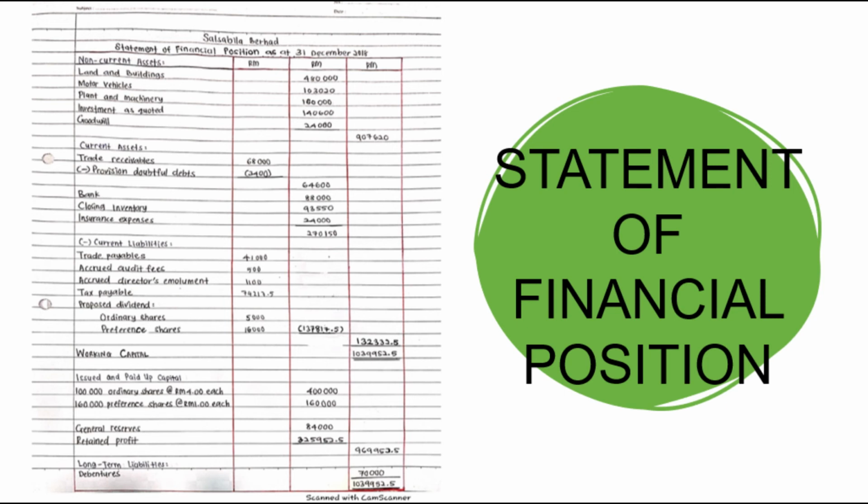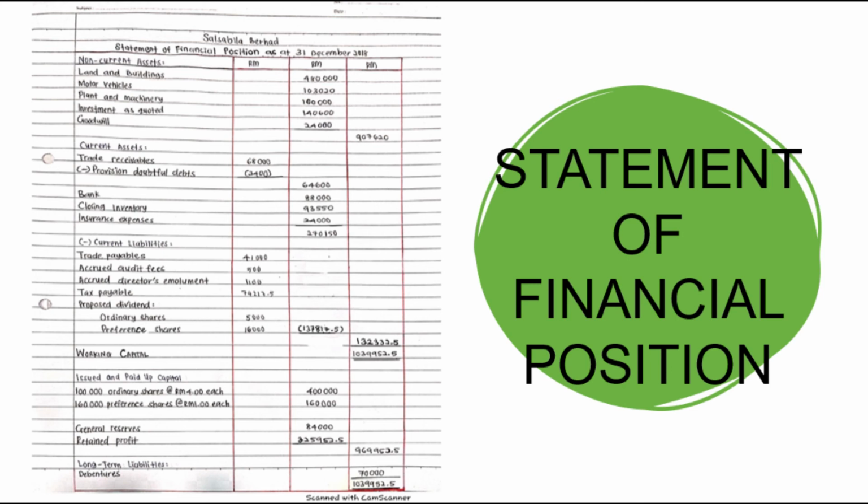Statement of financial position as at 31st December 2018. In the statement of financial position, we have 5 contents. It is non-current asset, current liabilities, issued and paid up capital, and lastly non-current liabilities. Firstly, non-current asset. We have 5 non-current assets, which is land and building. The amount just take from trial balance, 480,000. Second, motor vehicle 103,020. Take from note to account number 2.